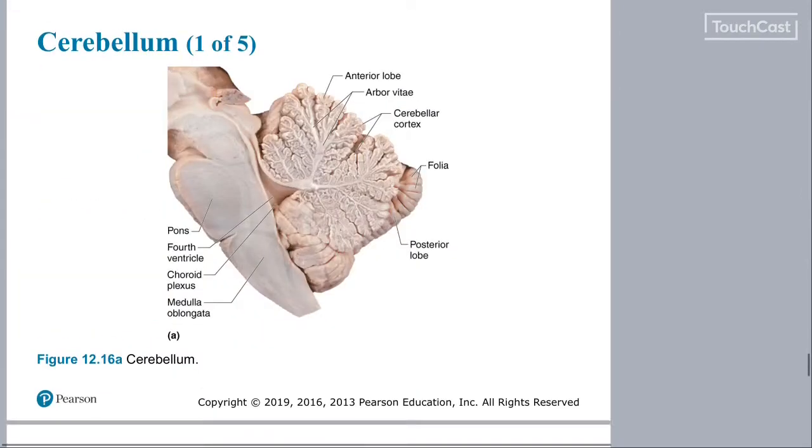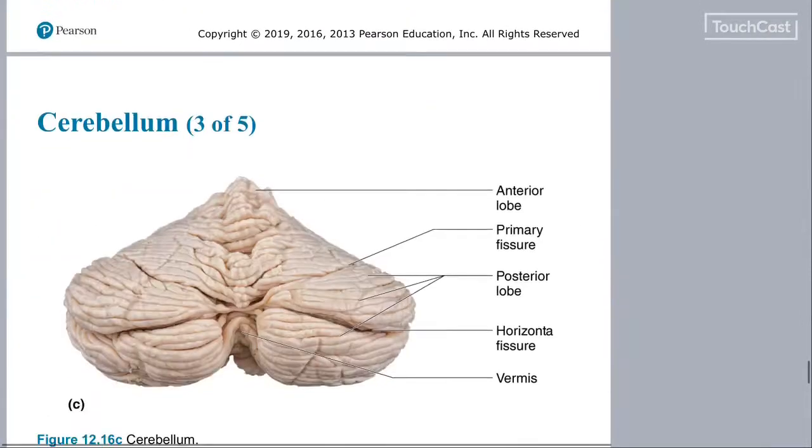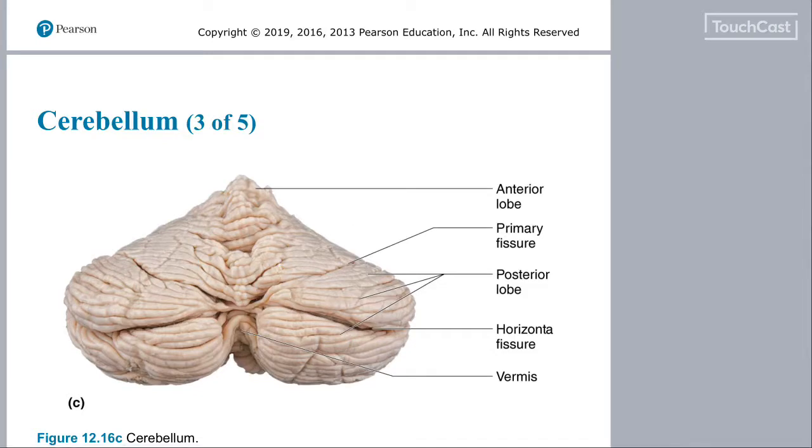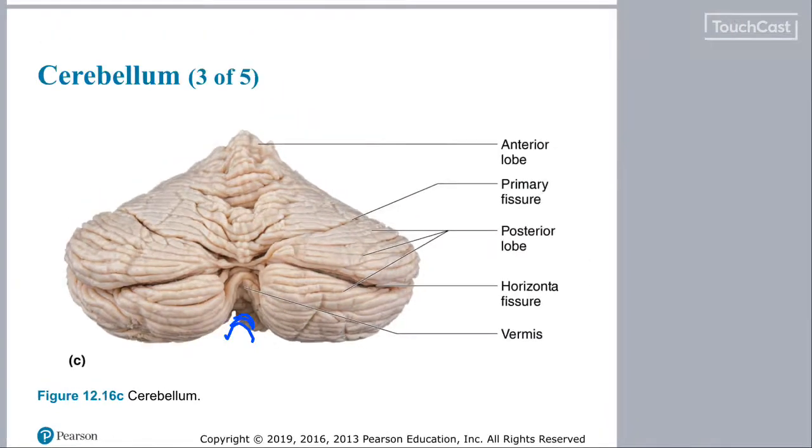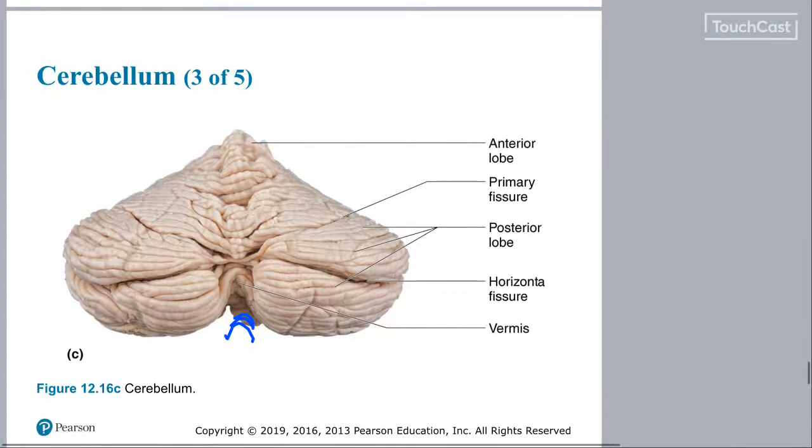Okay. So if we look at an actual human brain, you can see that arbor vitae is really pronounced and does make a branching tree-like pattern. Okay. So if we actually take a look at our cerebellum from behind, this vermis is that area that's going to connect the two, and you can see they're symmetrical, so both sides look exactly the same.